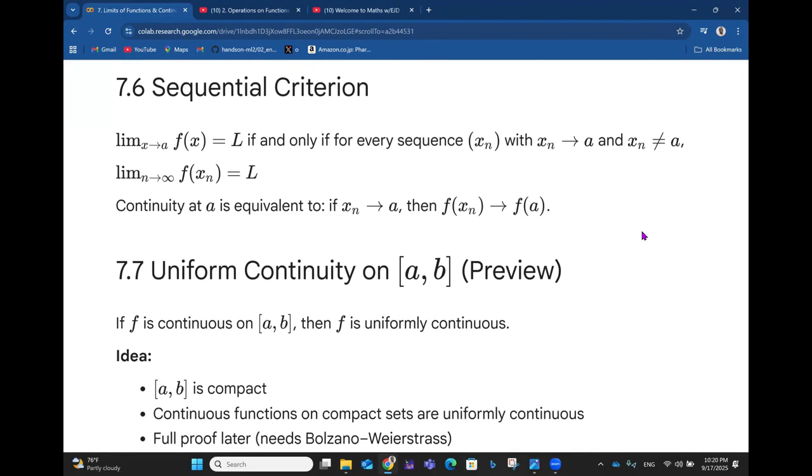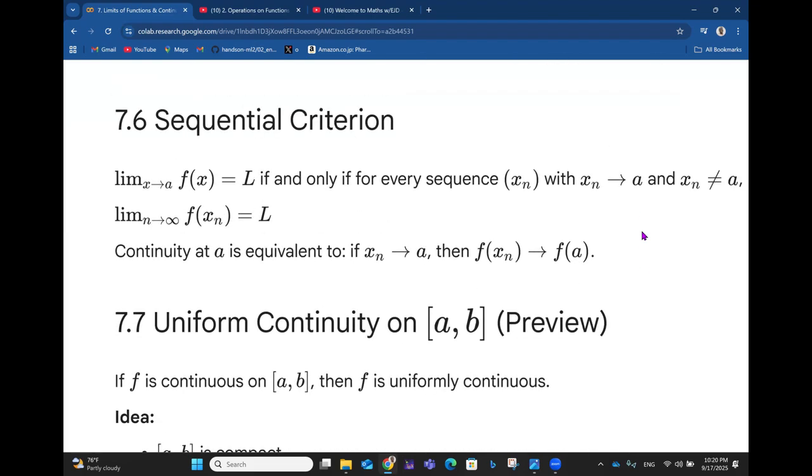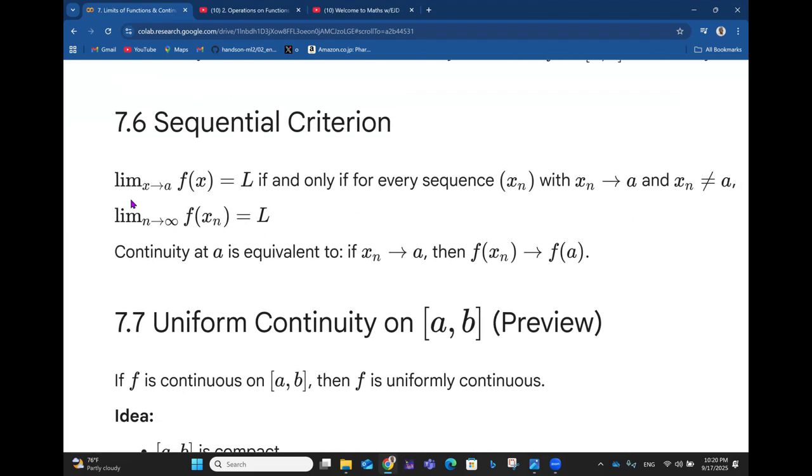And then we go for the sequential criterion. This one says that the limit of f of x as x approaches a is L, if and only if for every sequence xn with xn approaching a and xn not equal to a, of course, in the idea of limits, xn is approaching a value but never gets to that value, that's what a limit is about, right? With xn approaching a and xn not equal to a, the limit as n approaches infinity of f of xn is equal to the same L.